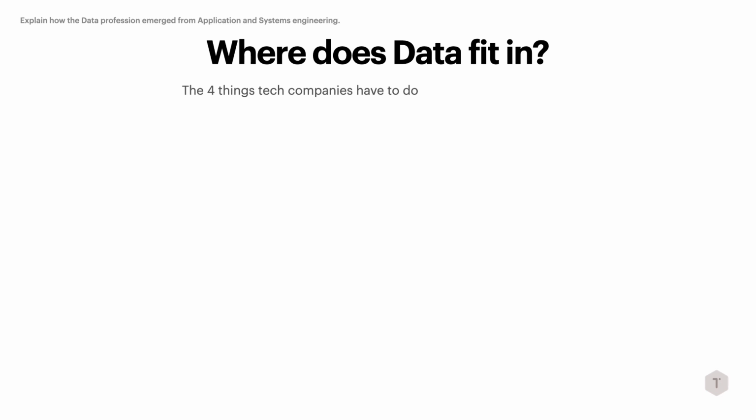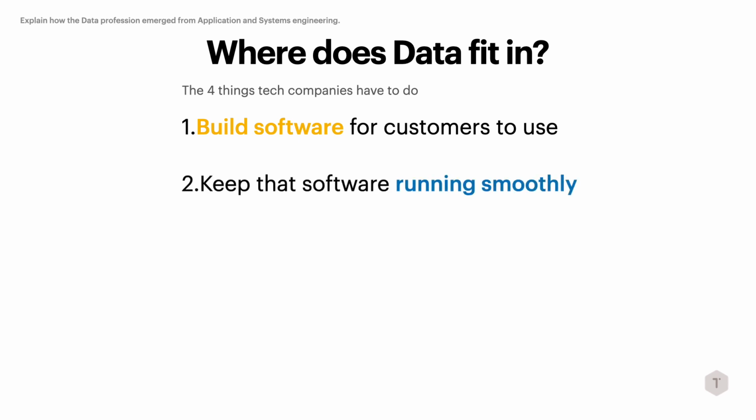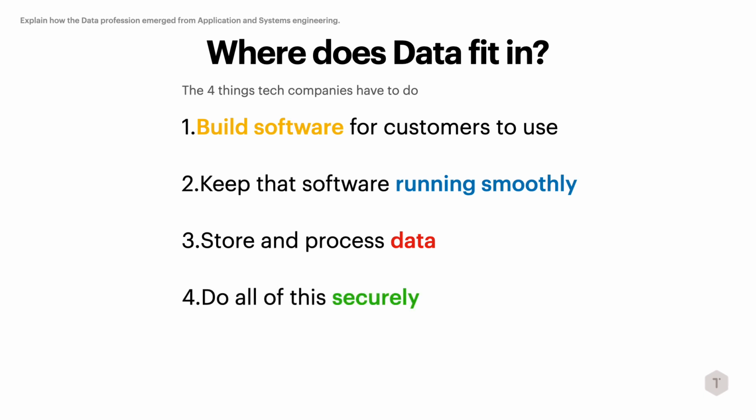applications and systems engineering. So where does data fit in? Well, let's go back to the 4 main things that tech companies have to be able to do. The first thing is they have to be able to build software for customers to use. Then they have to keep that software running on machines. They have to store and process their customers' data, and they have to do all of this securely.